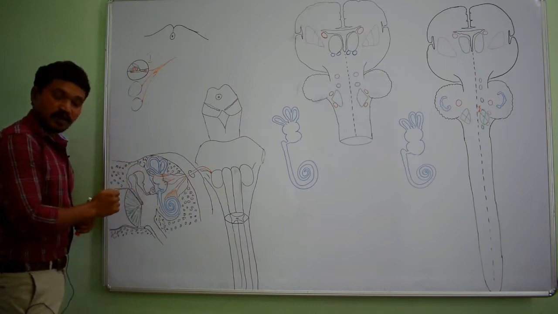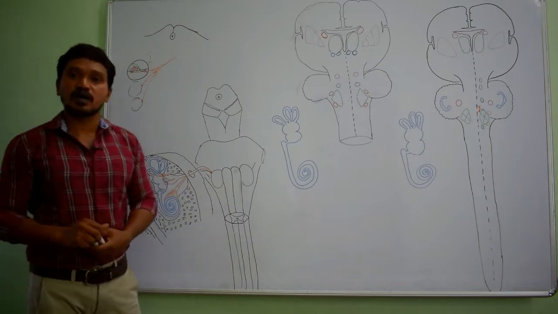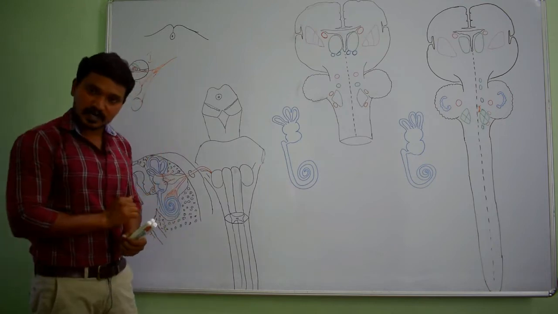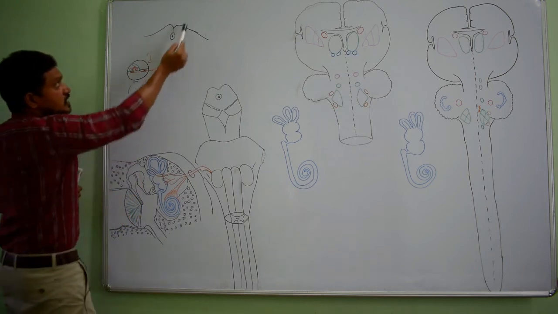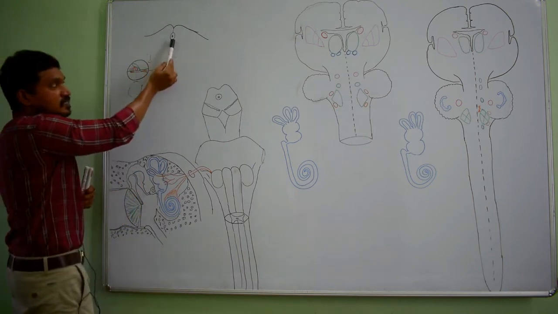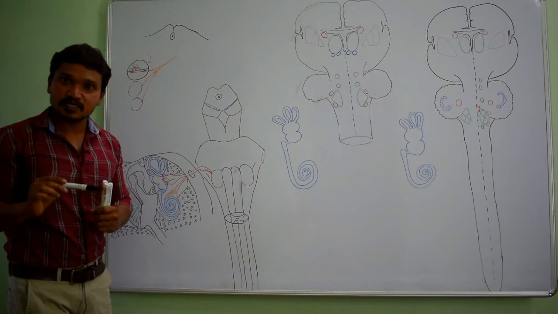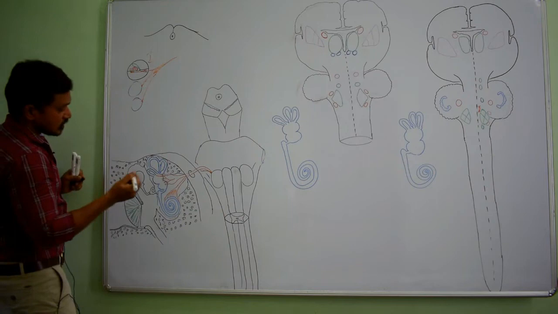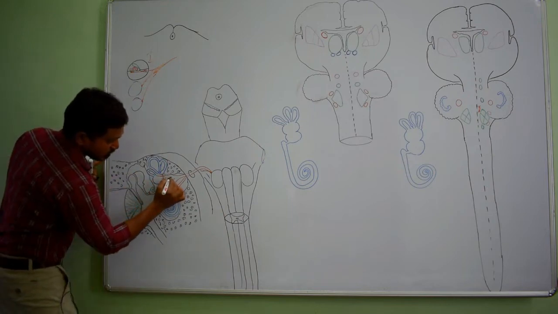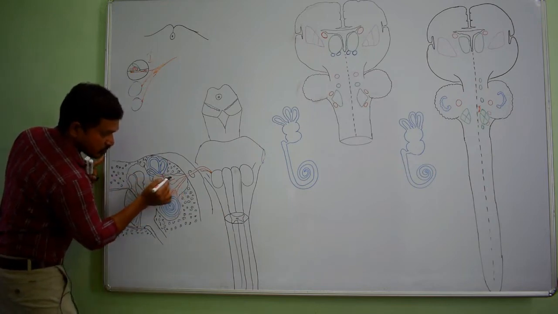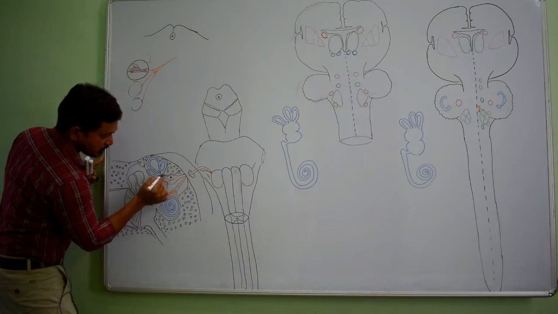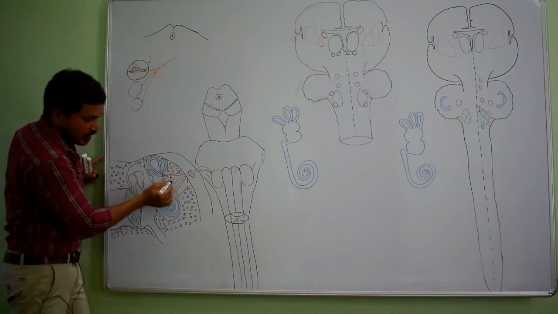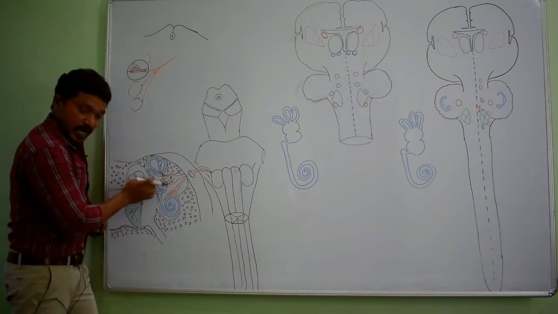What is this dilatation called? This dilatation we call the vestibular ganglion. Within this vestibular ganglion, cells will be present like this. What are these cells? Pseudo-unipolar cells. That means they will have a peripheral process and a central process. If you take those cells, the cell body is present here, and the peripheral process will be innervating the receptors. What are the receptors present here? Cristae of semicircular canals and macula of saccule and utricle.